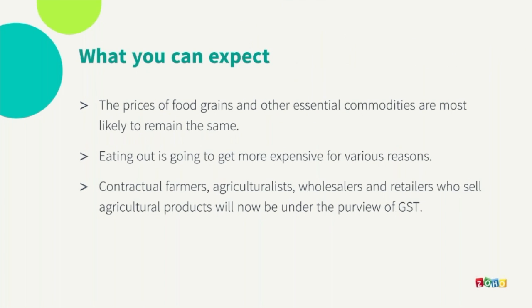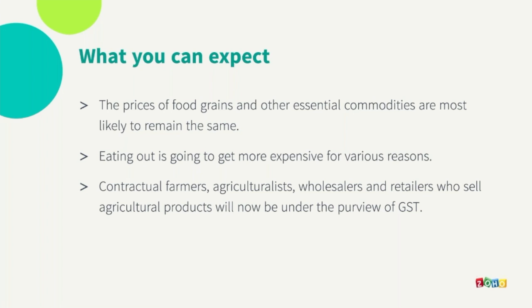So, what can you expect from the GST coming into the agricultural sector? Well, for starters, the price of food grains and other essential commodities are most likely to remain the same because most of the essential goods are still zero rated, so that's a good thing. While the processed agricultural products like rice bags and milk products are coming into the base rate, most likely the prices will stay the same.